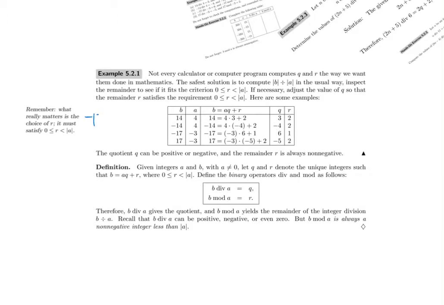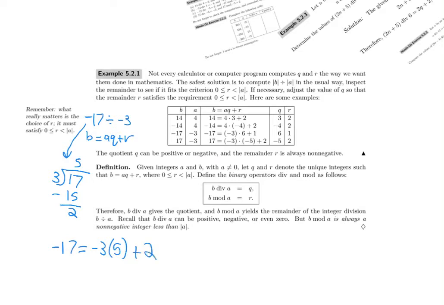If I do negative 17 divided by negative 3, and I want to write it in the form b equals aq plus r, I could just do 17 divided by 3 and get that negative 17 is negative 3 times 5 plus 2. I could just take this 5 and this 2 and just copy them here. But if you actually calculate this right-hand side, you're not going to get the correct answer. You're not going to get negative 17.